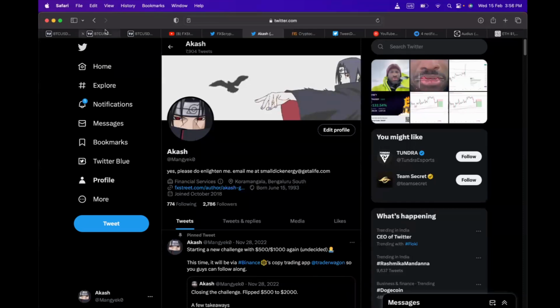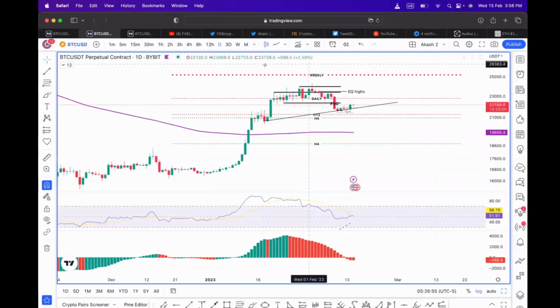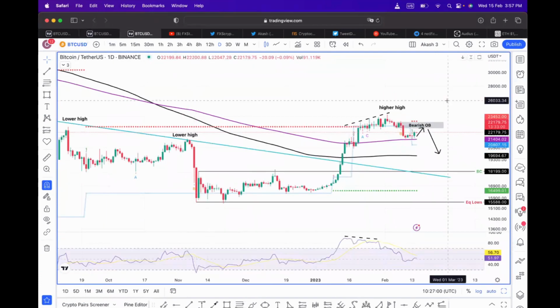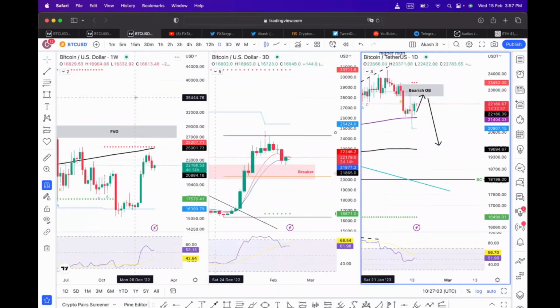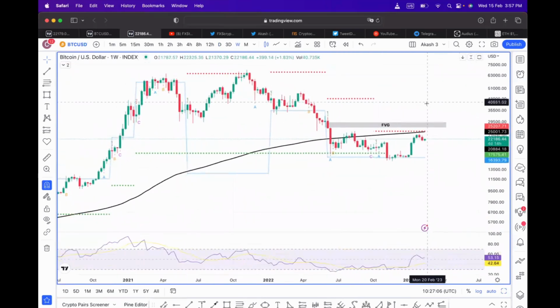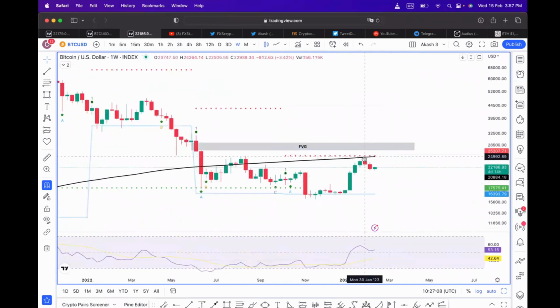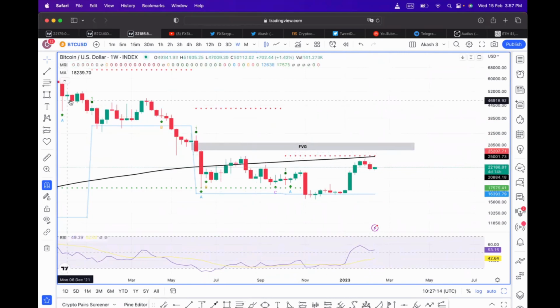Okay, without further ado, let's get into Bitcoin. Let's start with a high time frame analysis, and as an overview, you can see this is the 1 week chart. The price came very close to retesting the 1 week 200 moving average, which also coincides with the MRI indicator, which is basically a momentum reversal indicator, as you can see here.